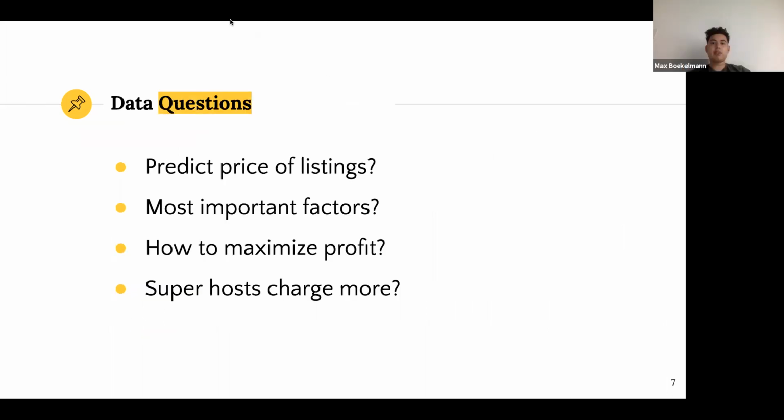As Alana mentioned, our primary goal was to create a model that could predict the price of listings. This would also reveal what the most important factors were, how the hosts could maximize their profit, and whether or not superhosts were able to charge more for their listings.